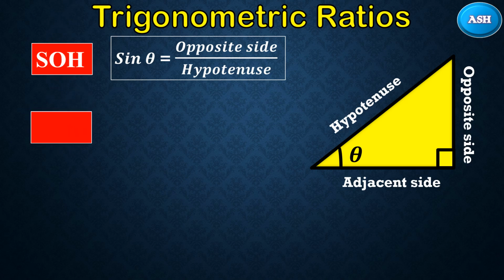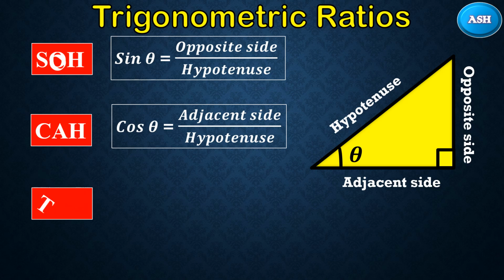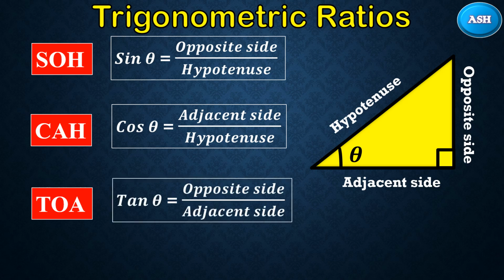The second shortcut is CAH, where C represents cos theta, A represents adjacent side and H represents hypotenuse. That is, our formula is cos theta is equal to adjacent side upon hypotenuse. Now the third shortcut is TOA, where T represents tan theta, O represents opposite side, A represents adjacent side. Thus the formula is tan theta is equal to opposite side upon adjacent side.